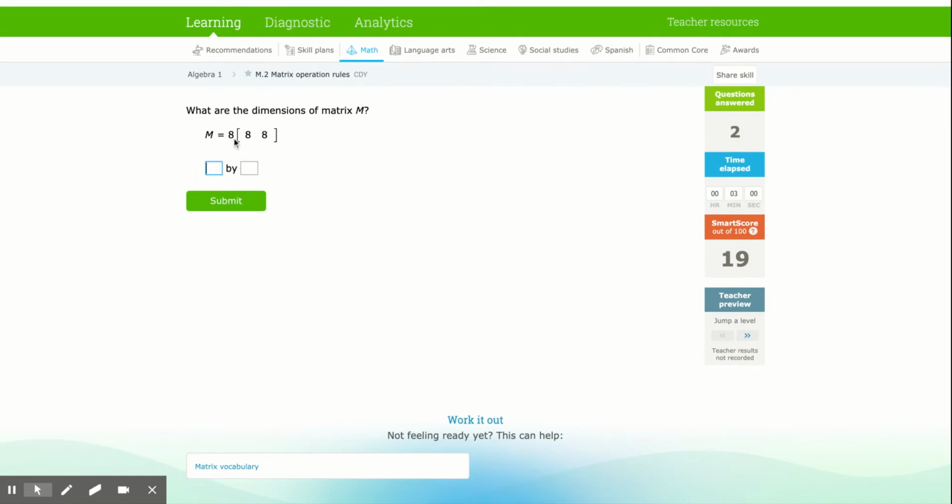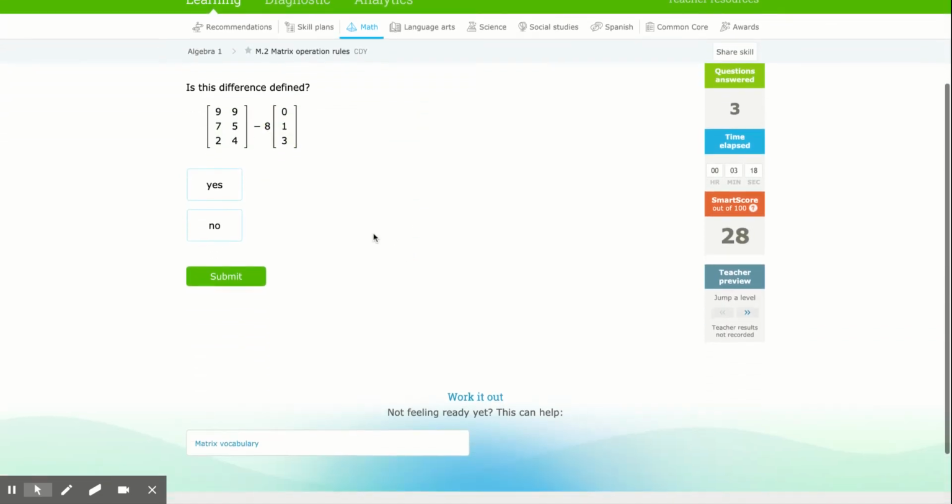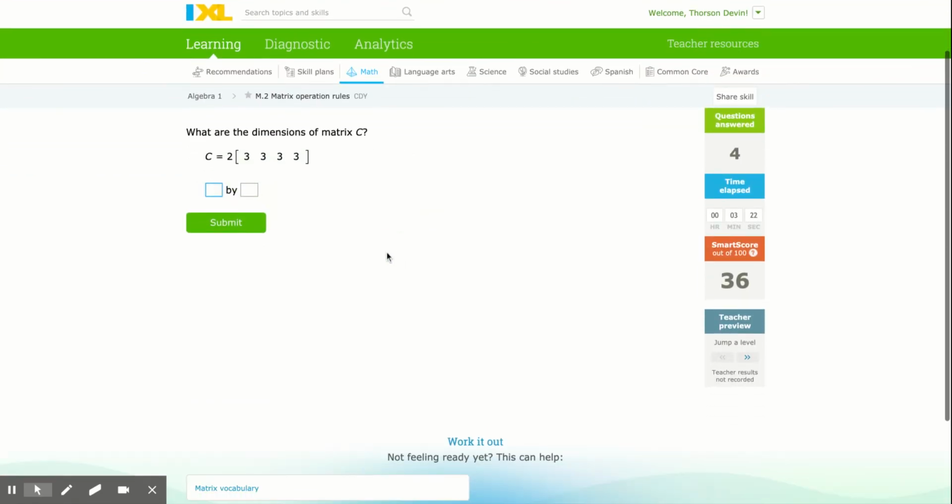Okay, we can absolutely multiply by a scalar. That 8's a scalar. And anytime you multiply by a scalar, it does not change the dimensions. It just raises all the elements inside by a factor of 8. So that's going to be a 1-row, 2-column matrix. Again, not the same size, can't do it. Multiplying by a scalar doesn't change the dimensions, so it'll still be a 1 by 4.